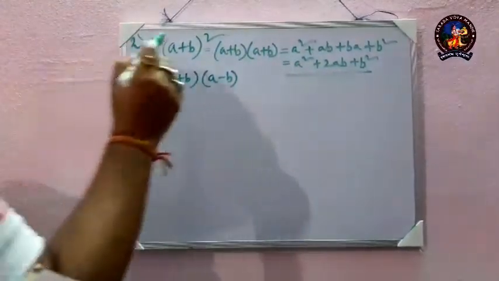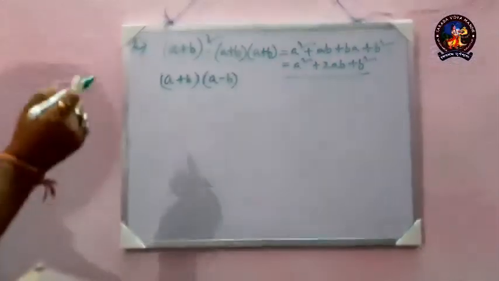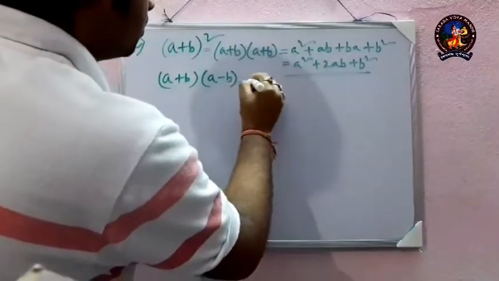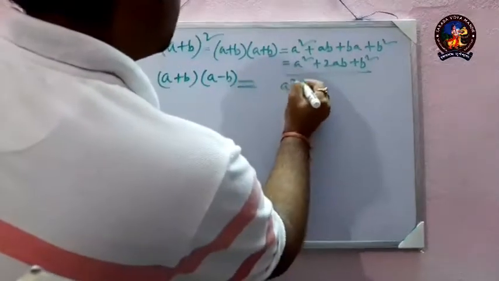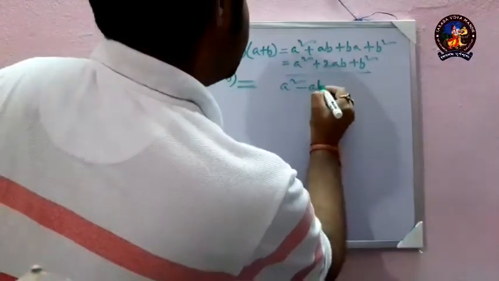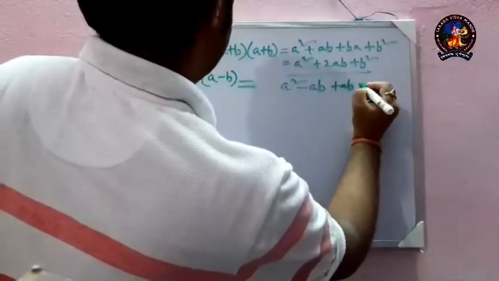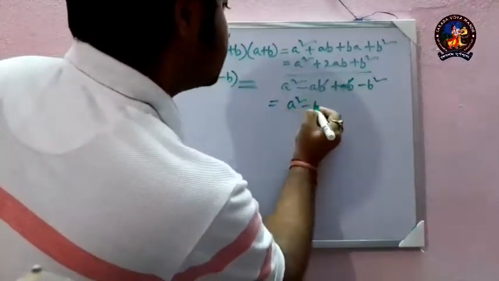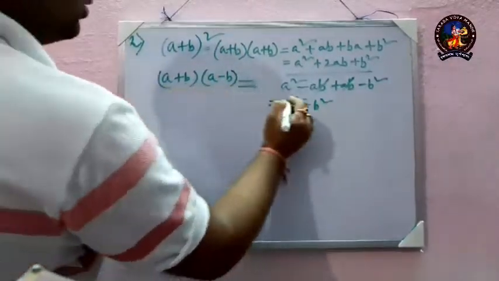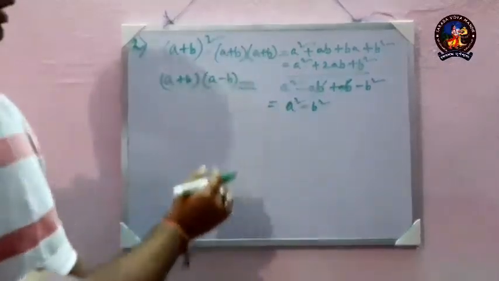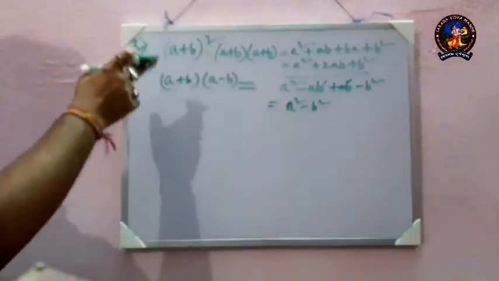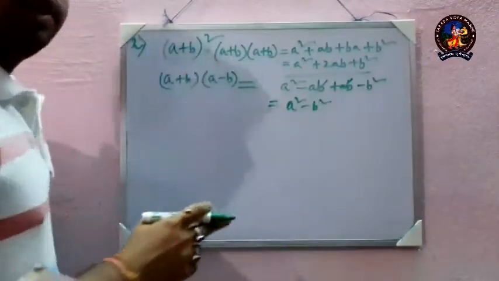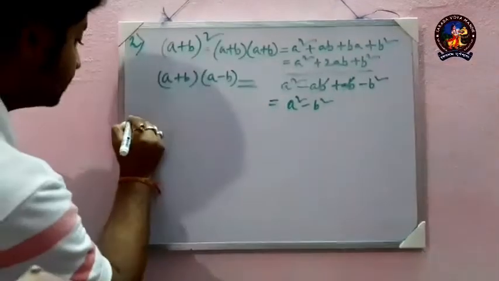Now this is the formula of a plus b whole square, and here a plus b into a minus b. If you multiply this, we get a square minus ab plus ab minus b square. This means a square minus b square. This is the formula of a square minus b square, which equals a plus b into a minus b. You have to remember these two formulas. These formulas are very important for your higher classes. Okay. Now the next result.